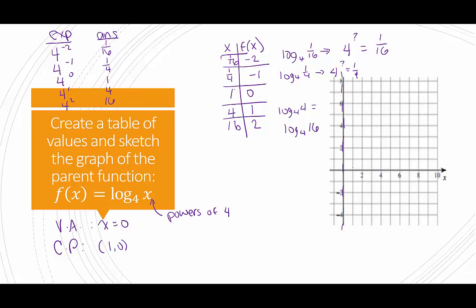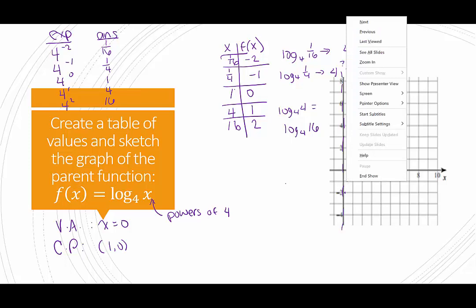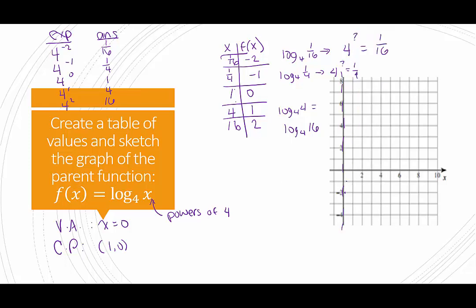So now we have 1/16 that's barely off the vertical asymptote. (1/16, -2) is going to be right here. (1/4, -1) is going to be also really close to that vertical asymptote. (1, 0) is going to be right here. I'm making these dots really small, because otherwise that pops up. (4, 1) is here. And then I can't even fit this one. (16, 2) is going to be over here somewhere. So you can see this sharply increases and then it levels out here. And that would be our graph of log base 4 of x.